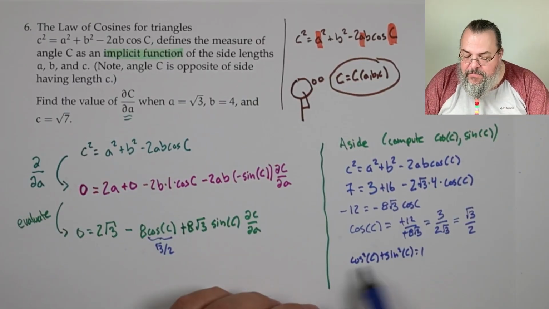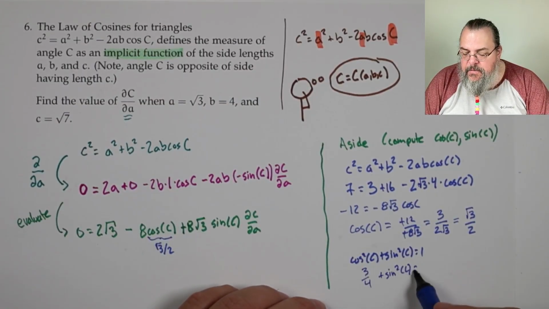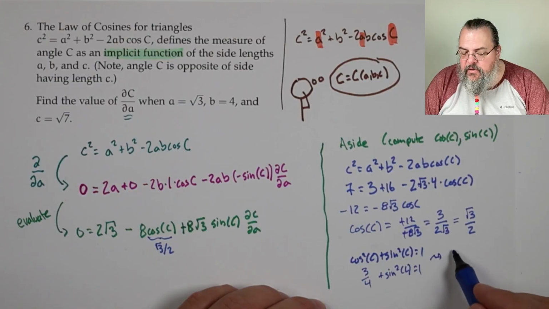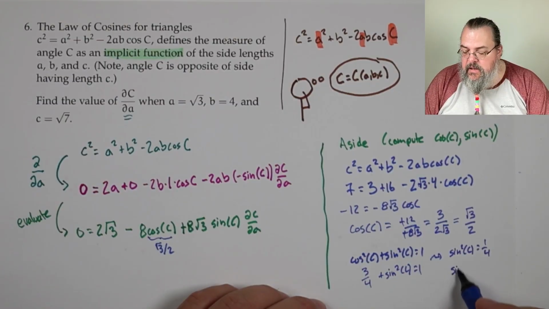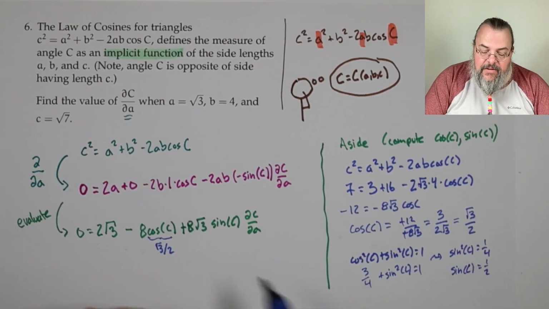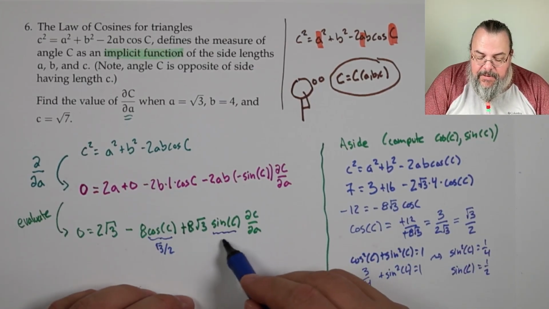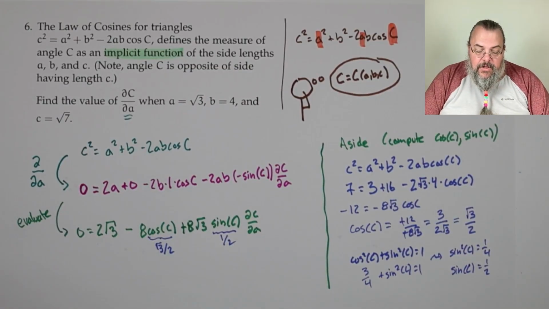So what we do is we just plug it in. Cosine squared would be 3/4 plus sine squared equals 1. This says sine squared is equal to 1/4. Now take the square root. And again, you don't have to worry about plus or minus. It's always the plus. You get a half. So even if you get a number you don't recognize, you can still keep going. So 1/2. Okay, so we're doing great.